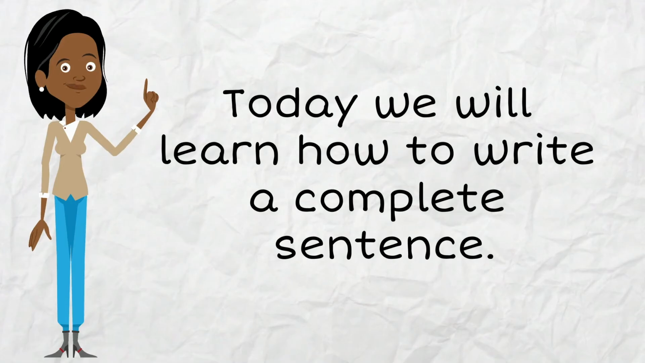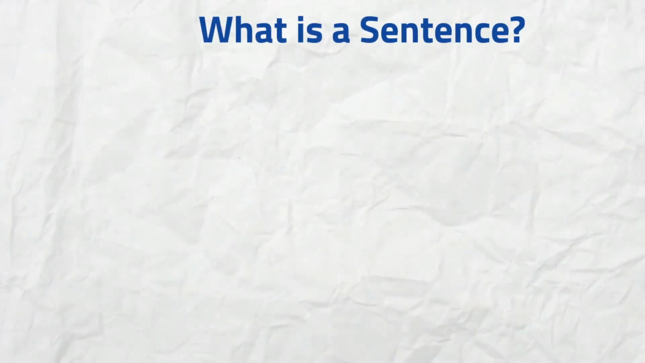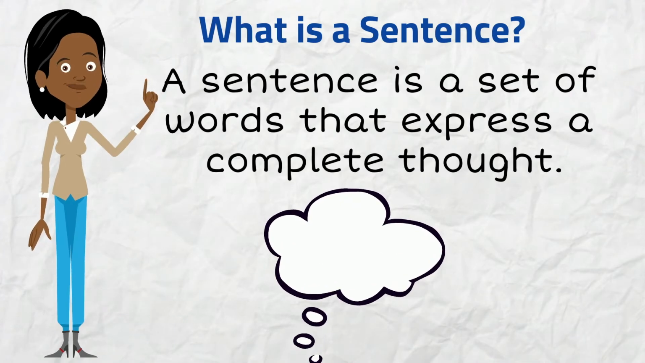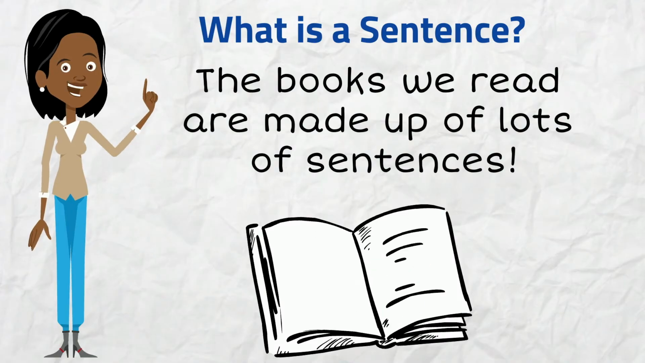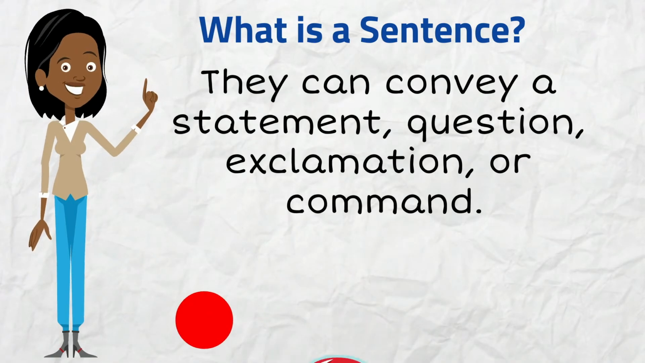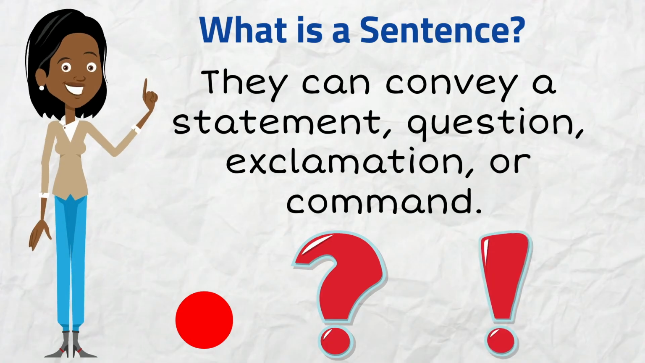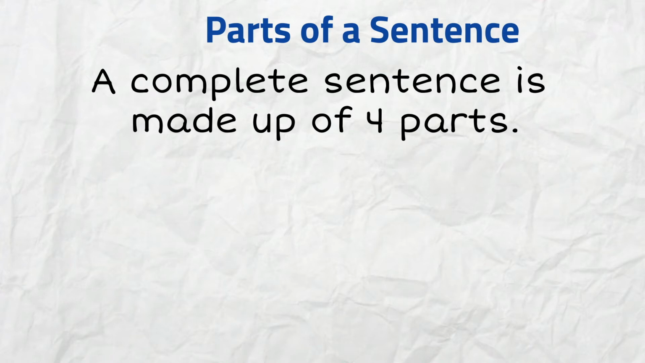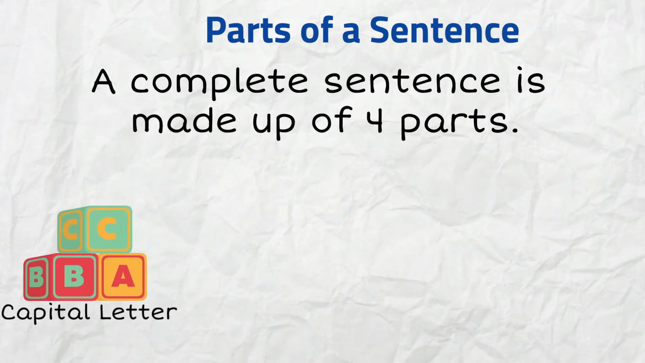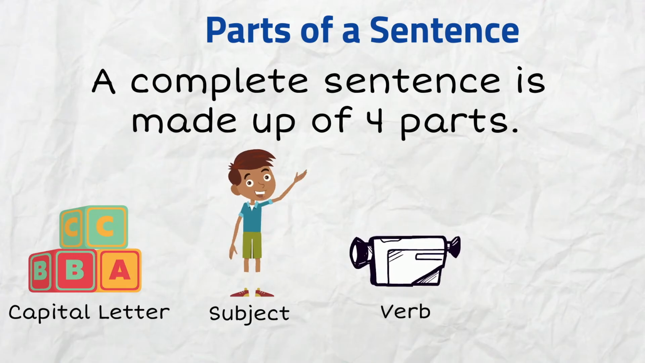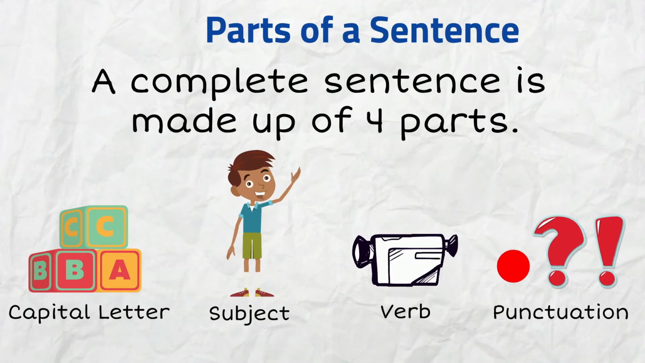Today, we will learn how to write a complete sentence. A sentence is a set of words that express a complete thought. The books we read are made up of lots of sentences. They can convey a statement, question, exclamation, or command. A complete sentence is made up of 4 parts: a capital letter, a subject, a verb, and a punctuation mark.